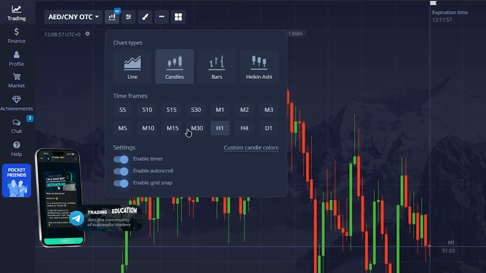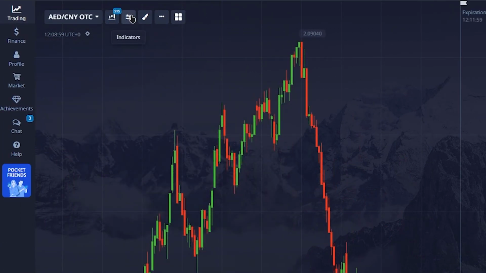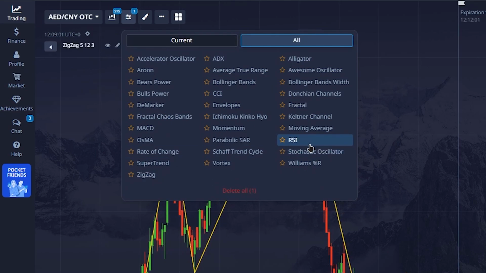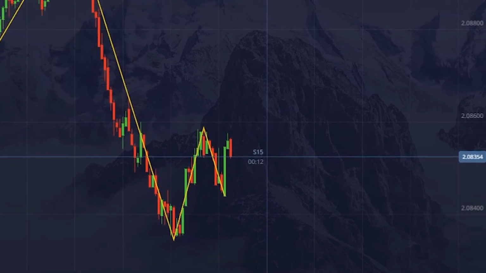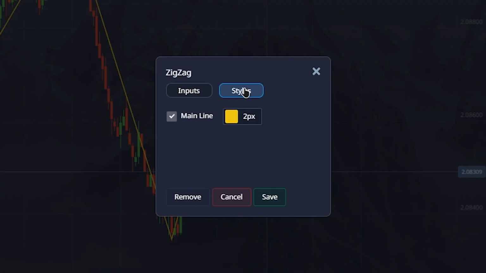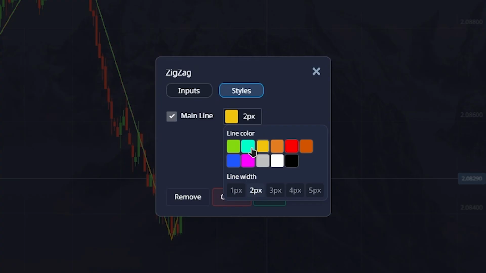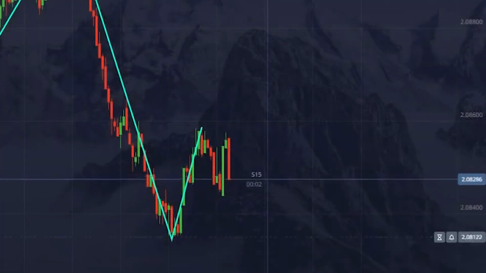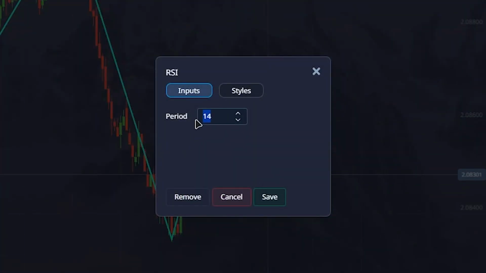We select the candlestick chart type with a time frame of 15 seconds. We connect the zigzag, RSI and stochastic oscillator indicators. For zigzag, we set the deviation to 8, the depth to 18, the backstep to 6. We will also make it thicker and in a different color so that it is clearly visible.